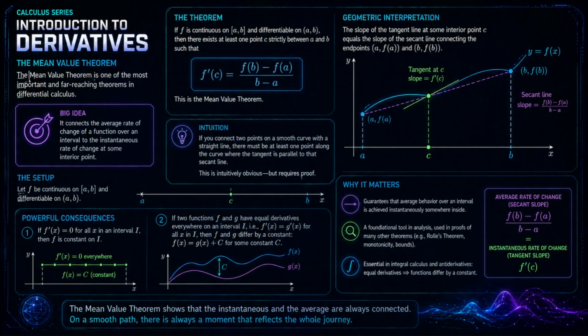It implies that if f prime of x equals 0 everywhere on an interval, then f is constant on that interval. It also implies that if two functions have equal derivatives everywhere, they differ by a constant, a fact used constantly in integral calculus when computing antiderivatives.